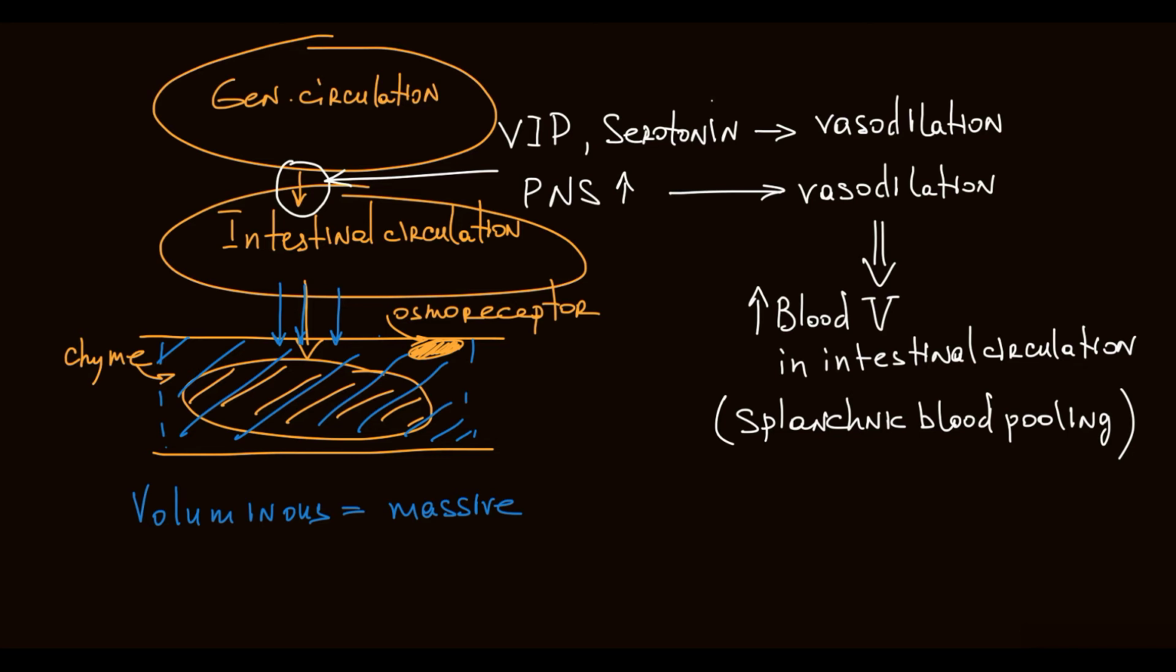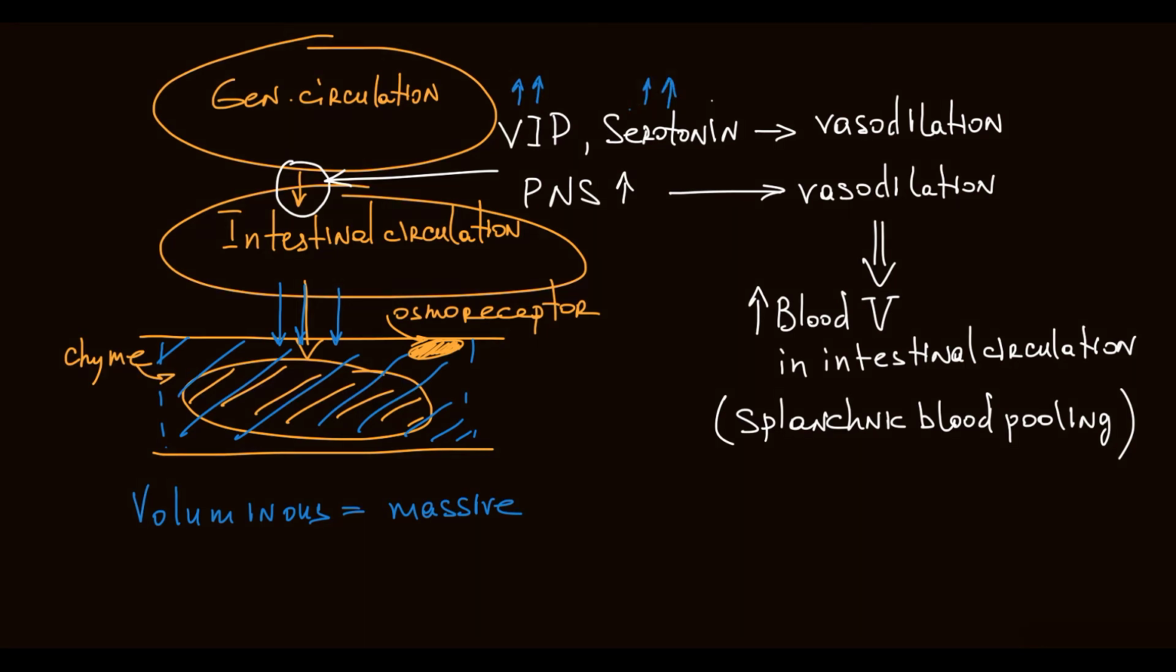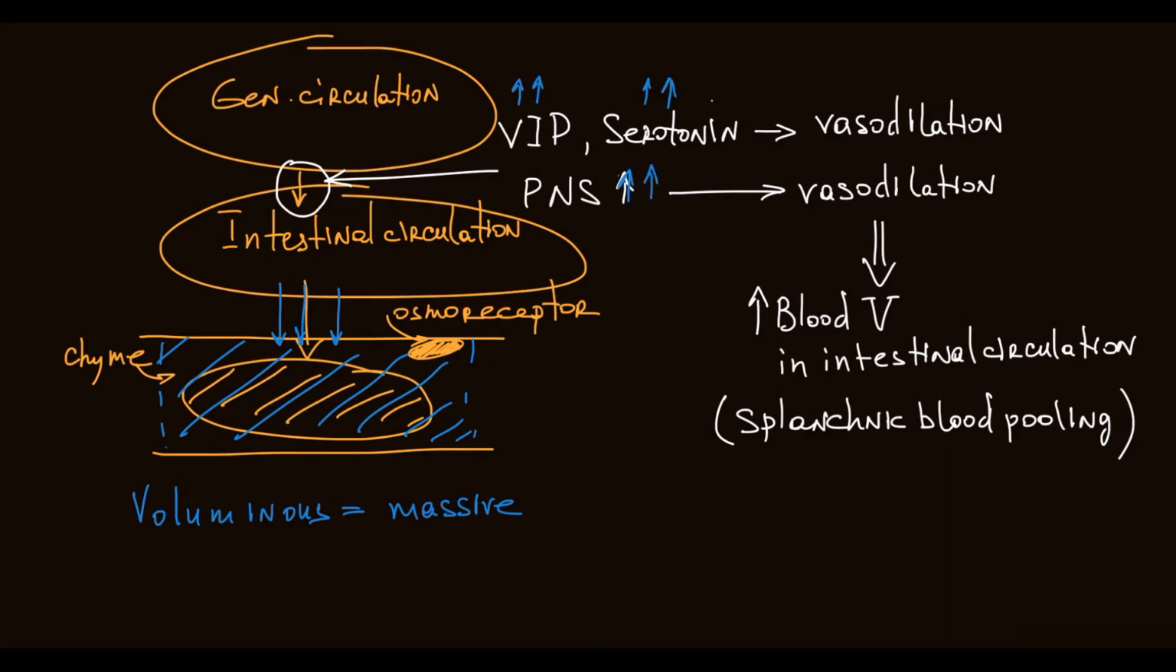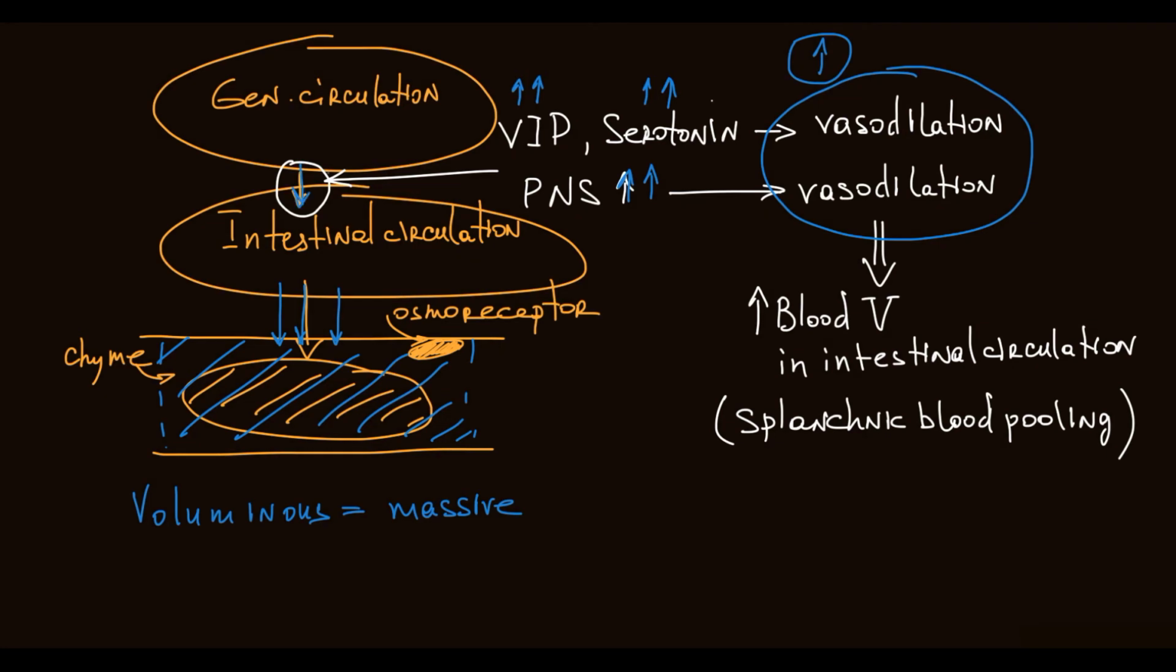So first of all, in response to voluminous hyperosmolar chyme, the intestine massively secretes vasoactive intestinal peptide and serotonin, and also the parasympathetic nervous system becomes overactivated, and this causes massive vasodilation of intestinal blood vessels. This results in a significant fluid shift from general to intestinal circulation that creates massive splanchnic blood pooling, that subsequently creates a hypovolemic state in general circulation.